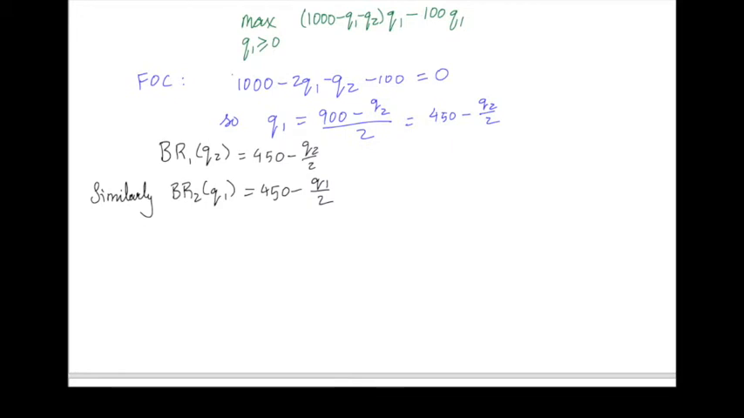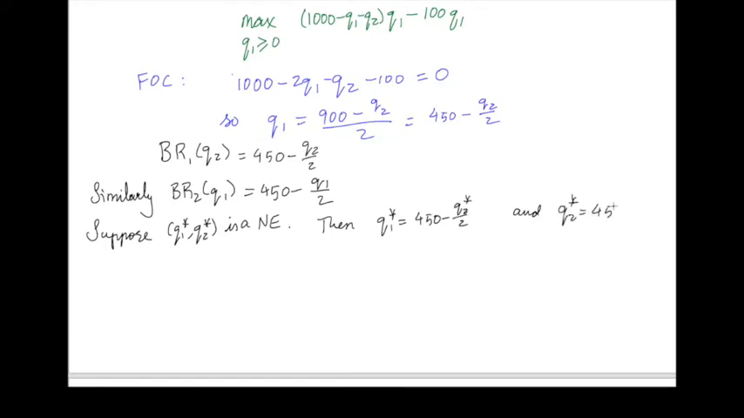Now what we want to do is find a Nash equilibrium. Let's suppose the Nash equilibrium is Q1 star, Q2 star. Then what we know is that Q1 star has to equal 450 minus Q2 star over 2, and Q2 star has to equal 450 minus Q1 star divided by 2. Let's call this 1. Let's call this 2. Equation 2 tells us that Q1 star has to equal 900 minus 2Q2 star. Let's call this equation 3.